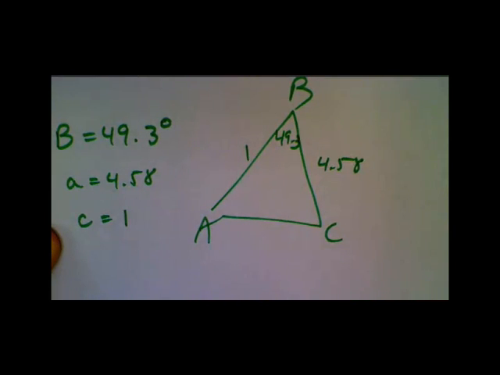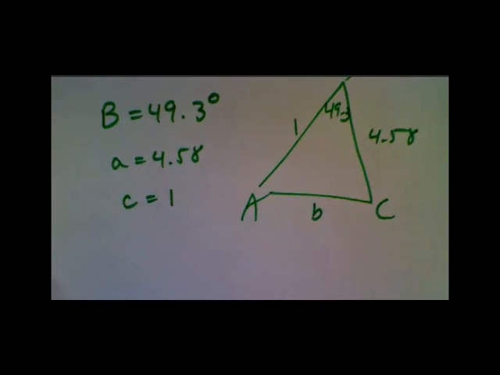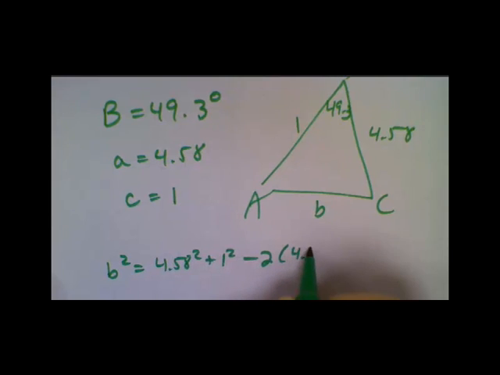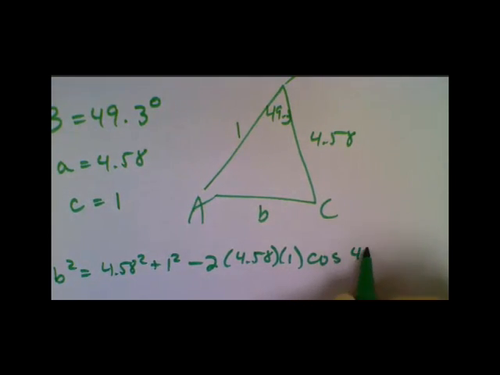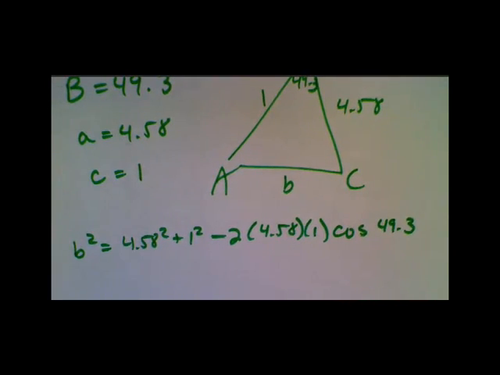So when I look at that, I say, okay, I have to use law of cosines. So I have to find side B. All right, so there's no choosing there. It's the only thing I can find. So I'm going to take 4.58 squared plus 1 squared minus 2 times 4.58 times 1 times the cosine of 49.3. Okay, so again, I can throw all of that on my calculator.